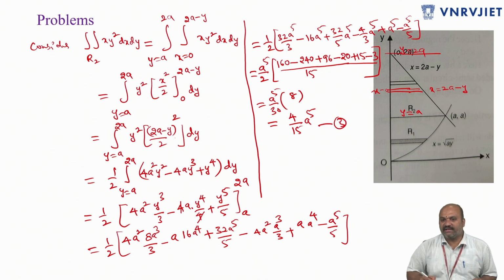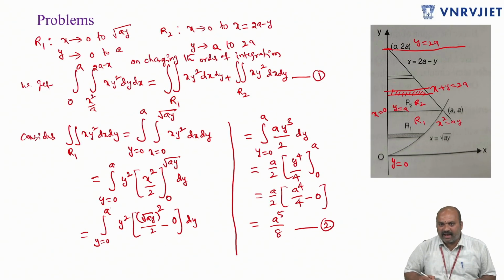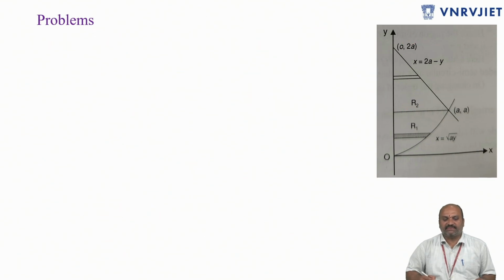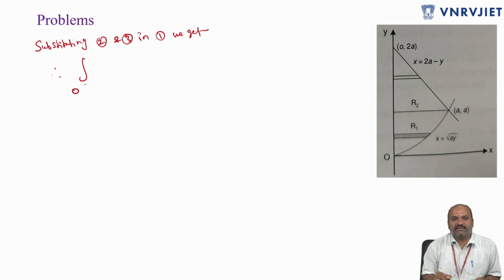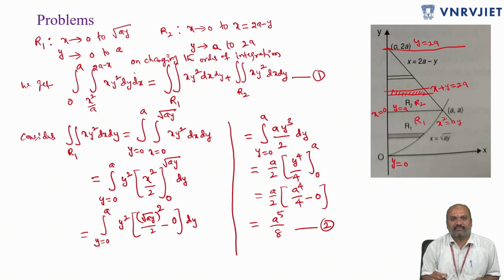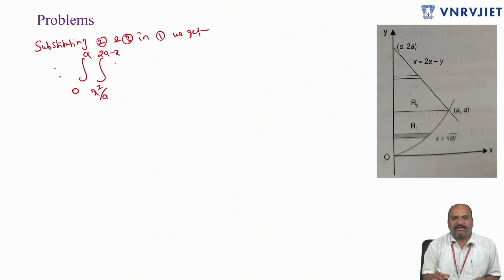So now we evaluated the integral in region 1 and region 2 both. Okay. Let's substitute this equation 3 and this equation 2 both in equation 1. Now substituting 2 and 3 in 1. So therefore the integral is 0 to a, integral x square divided by a to 2a minus x, xy square dy dx.